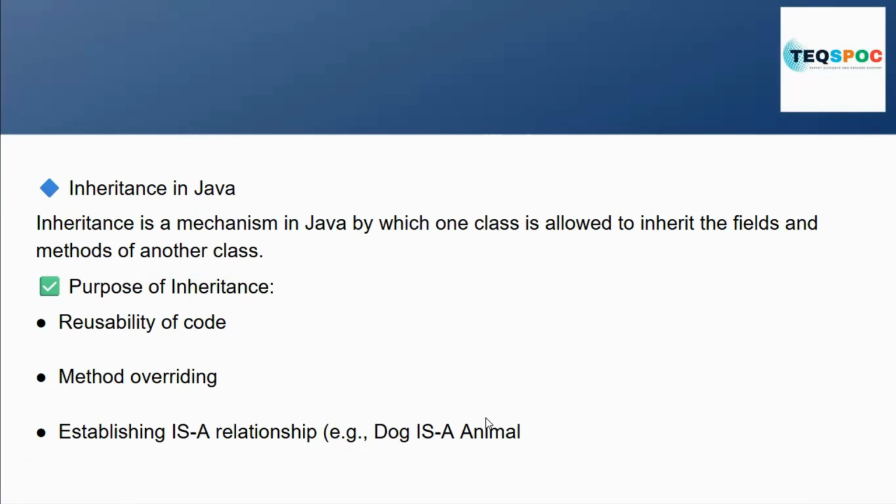This type of example is single level inheritance. So, what happens in Java? It is possible to inherit the attribute, property or method of one class in another class.